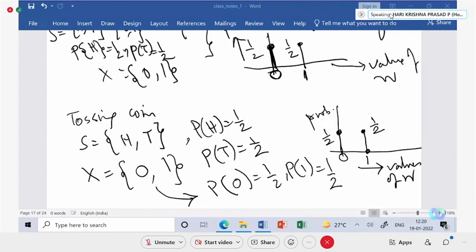I am looking at the chat box. If there is a problem, please type in that chat.